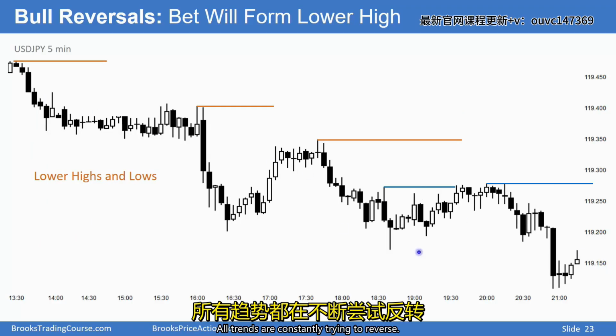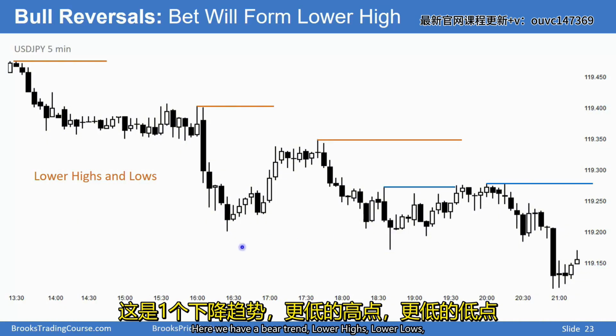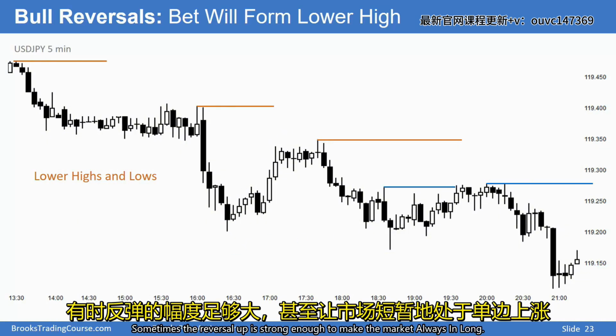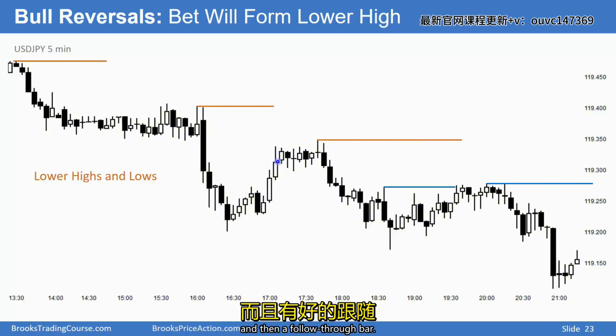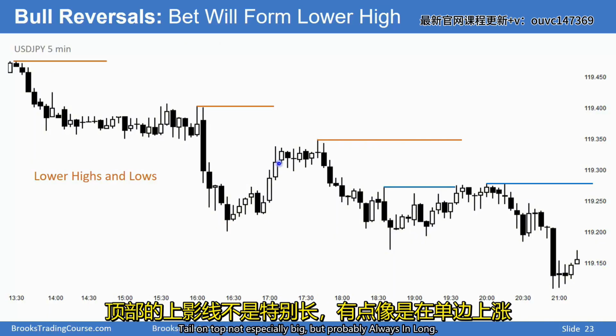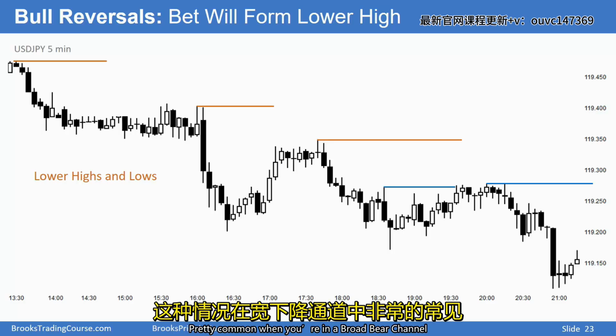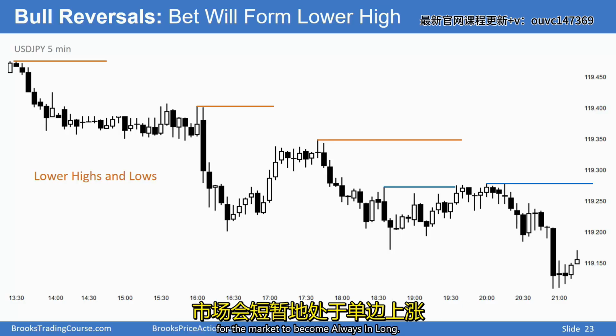All trends are constantly trying to reverse. So here we have a bear trend, lower highs, lower lows, constantly trying to reverse. And sometimes the reversal up is strong enough to make the market always in long. Here we have a bull breakout above this lower high, and then a follow-through bar. Tail on top, not especially big, but probably always in long. Pretty common when you're in a broad bear channel for the market to become always in long.